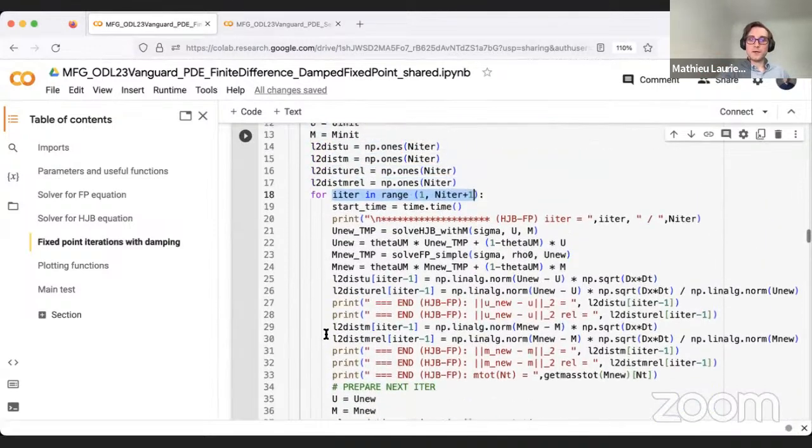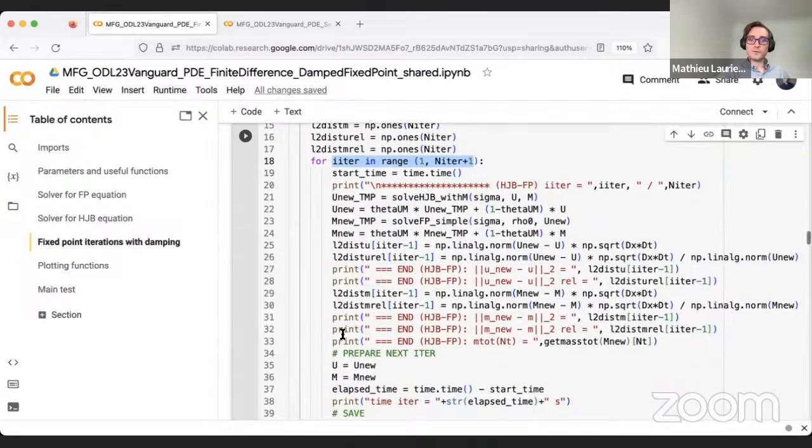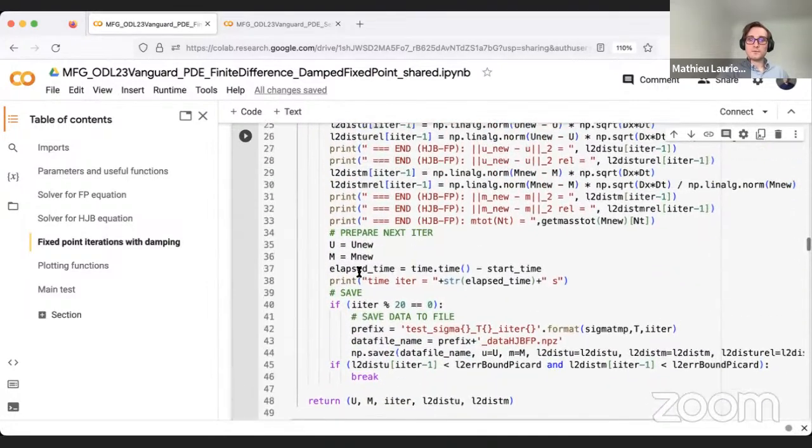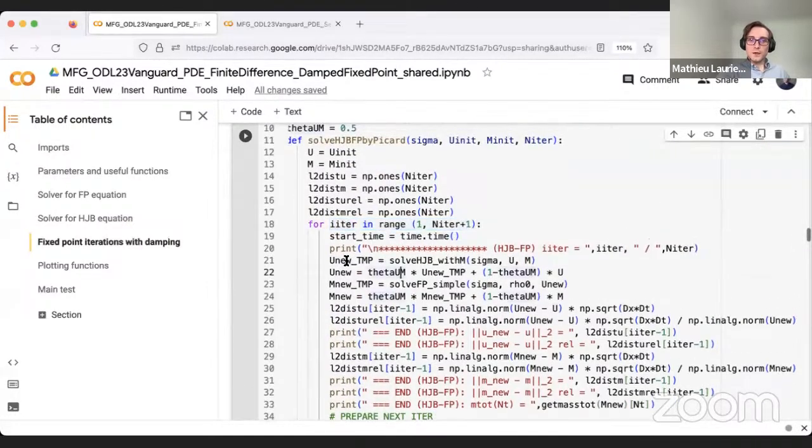Here you have a bunch of lines of code, but it's mostly because I want to print some information and I want to save the information as well. Here you see that the way we get U new and the way we get M new is using this damping. So actually here I'm even putting damping on both of them. So I put U new, which is theta. So in the slides it is delta. So this would be delta and 1 minus delta, and here delta, 1 minus delta. So I put damping on both of them. And this is very empirical, but it helps to converge.